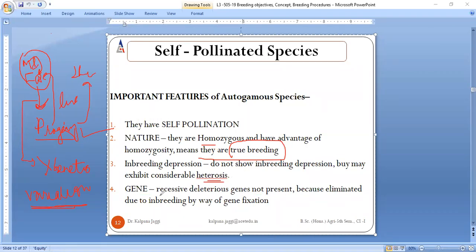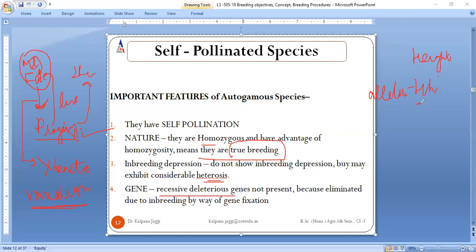Here there is no recessive deleterious genes present because of the way gene fixation is taking place. Here there is no effect of the recessive deleterious genes. Because every gene, last time also I told, say if I talk for the height, every gene is comprising of alternative forms, which are said to be alleles, right?